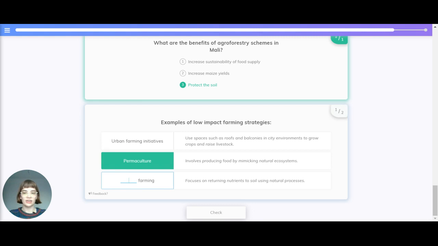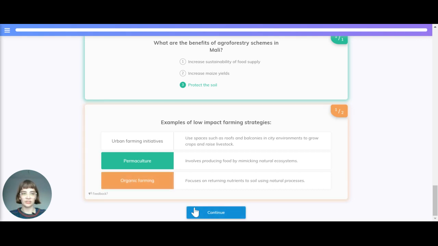Urban farming initiatives use spaces such as roofs and balconies in city environments to grow crops and raise livestock. Permaculture involves producing food from mimicking natural ecosystems. And organic farming focuses on returning nutrients to the soil using natural processes.